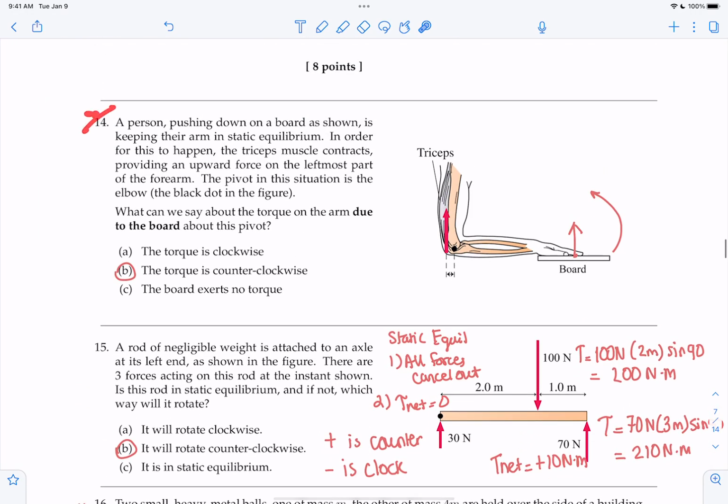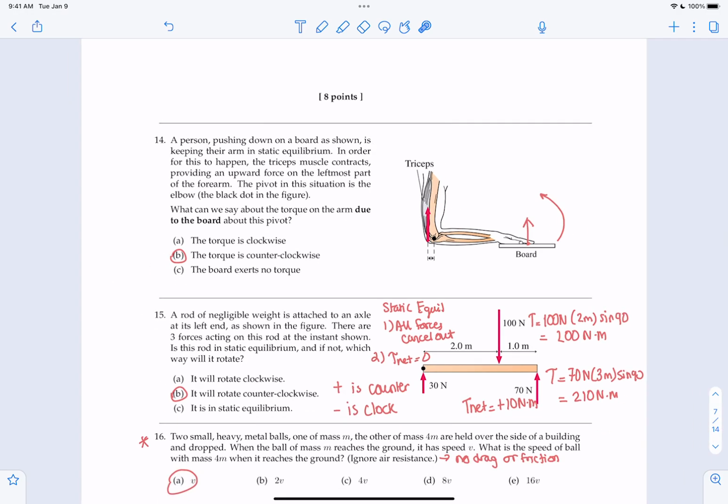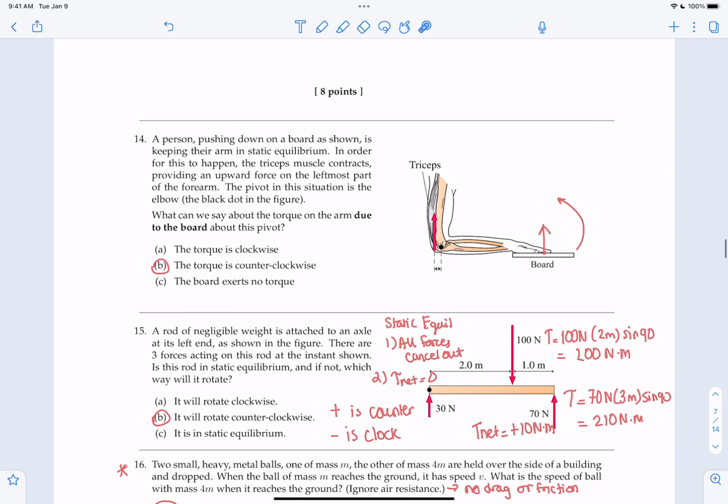I went full stupid mode on number 14. But it is what it is. Yeah, avenge me.